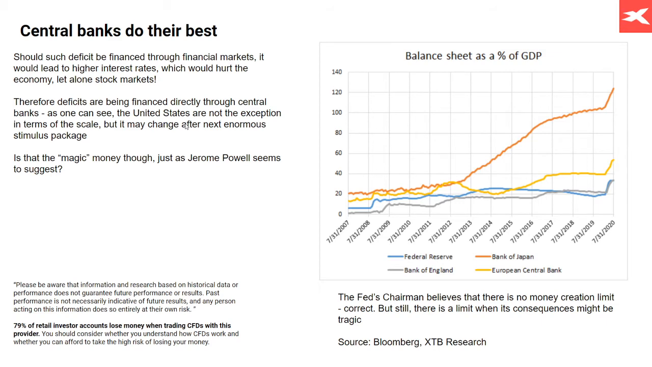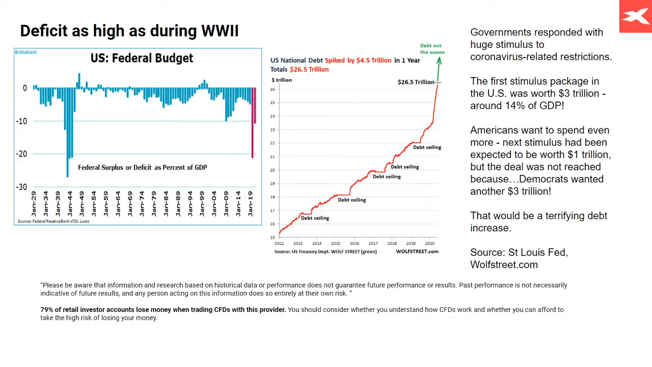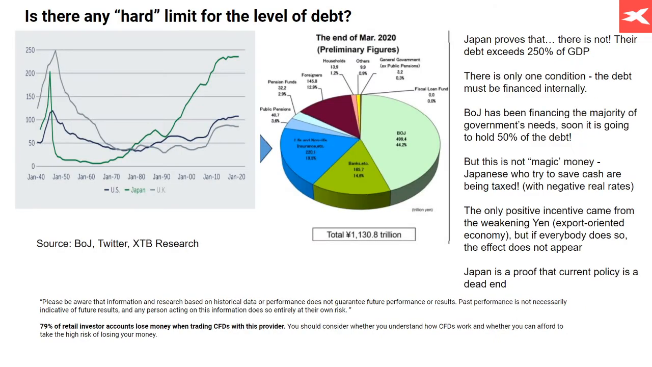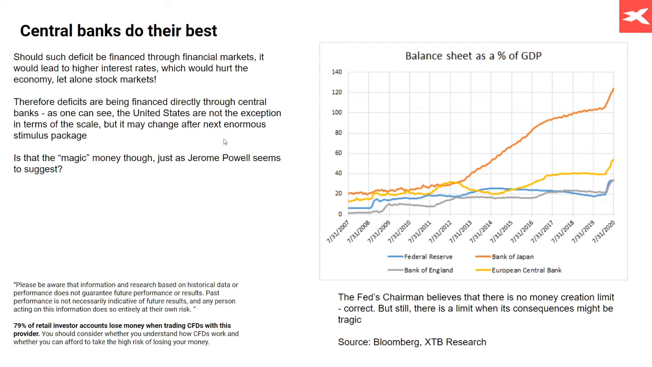Central banks are doing their best. Should such a deficit be financed through financial markets, it would lead to higher interest rates, which would hurt the economy, let alone stock markets. Therefore, deficits are being financed directly through central banks. As one can see, the United States is not an exception in terms of the scale, but it may change after the next enormous stimulus package.